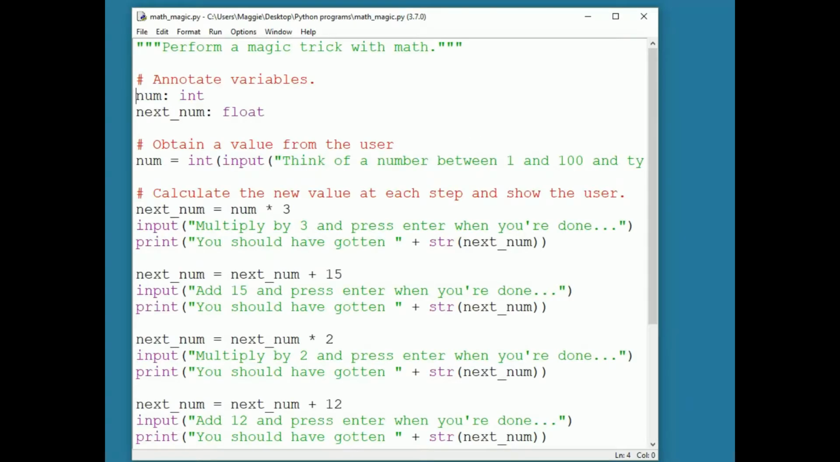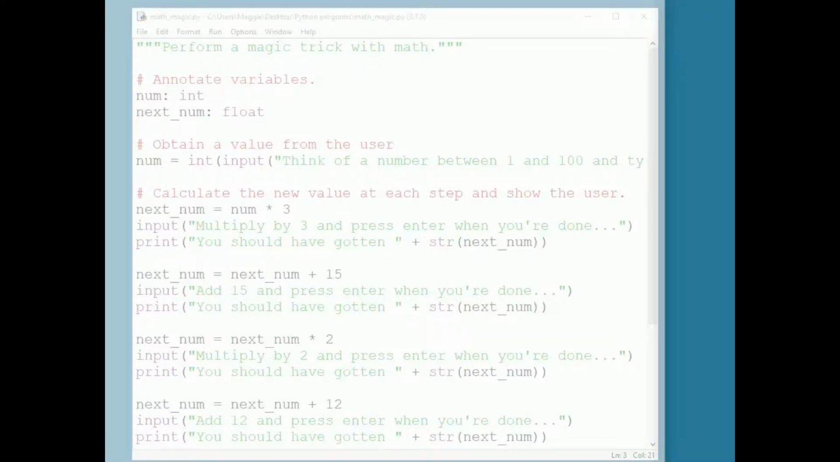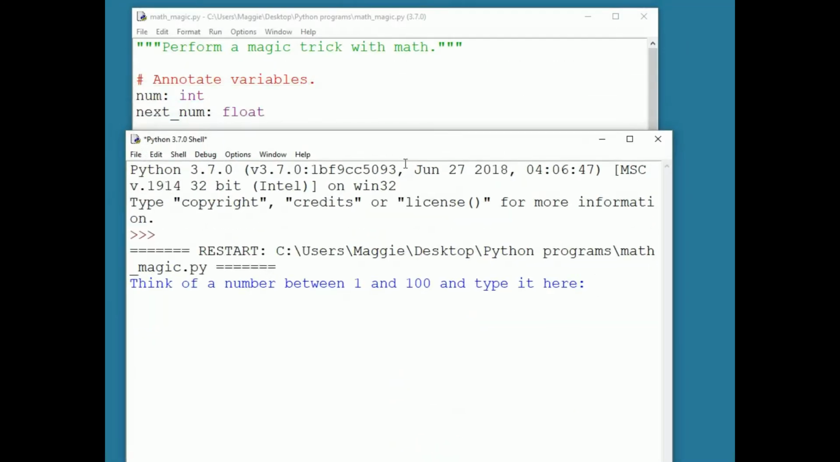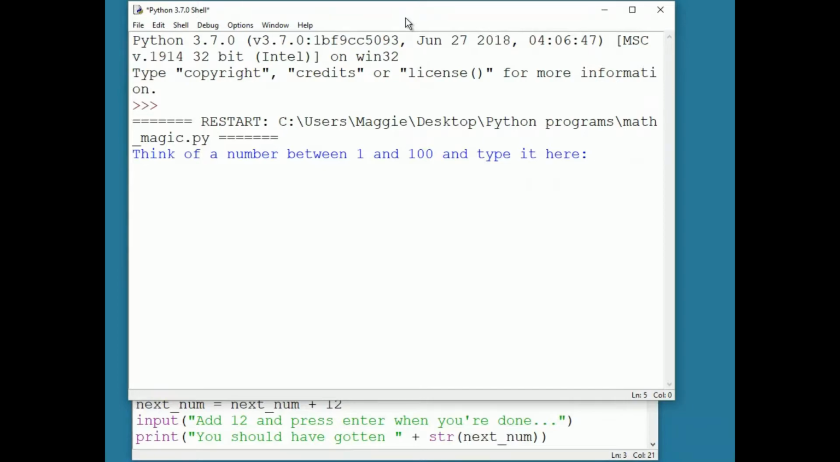We can write a program that performs one of these tricks along with the user, which is less magical, but allows us to practice some math. I've already written the program to save time. Let's run the program first, then look at the math. The program begins by asking me to enter a number between 1 and 100. I'll just give a small number, so it's easy for us to do the computations in our head. So I'll type 5.